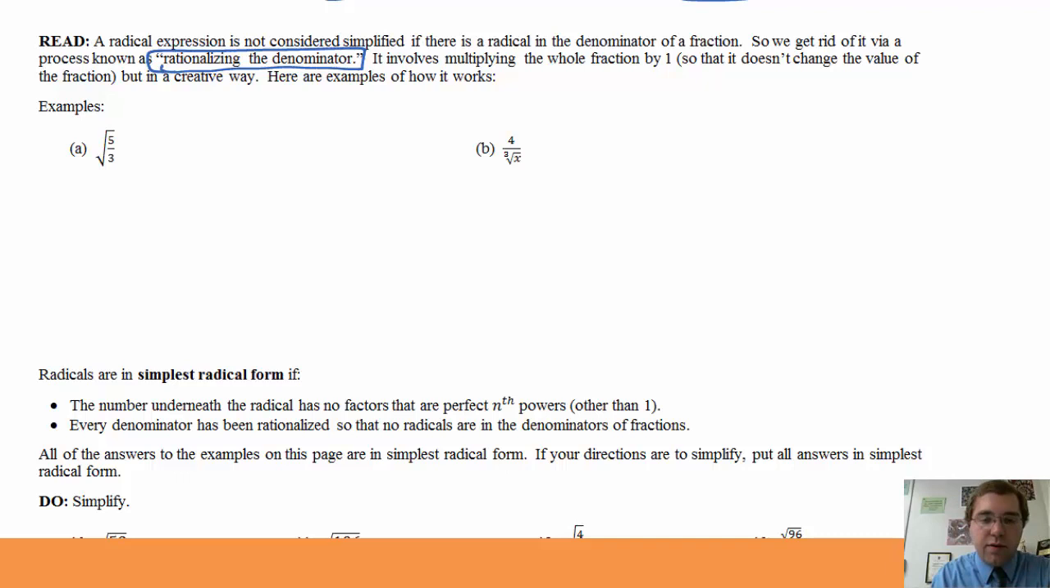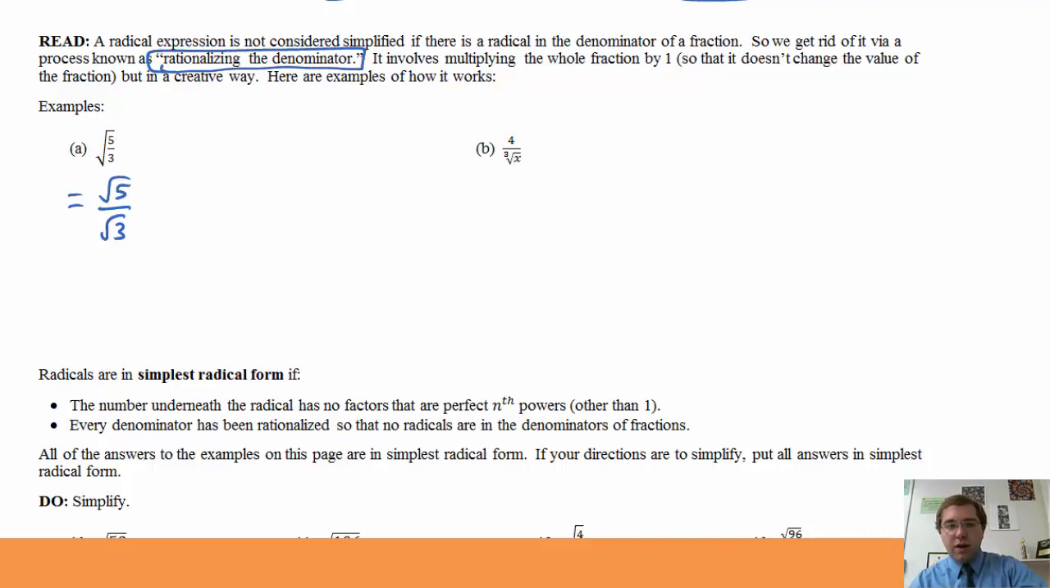Let's take the square root of 5/3. That's really the square root of 5 over the square root of 3. I can't simplify that because I don't know the square root of 5 or the square root of 3, and I don't have any smaller numbers that divide into 5 and 3 that I do know the square roots of. But I have a square root in the bottom of the fraction, and I hate that. That is ugly, abhorrent. I want to get rid of that, so I rationalize the denominator. And here's how I do it.